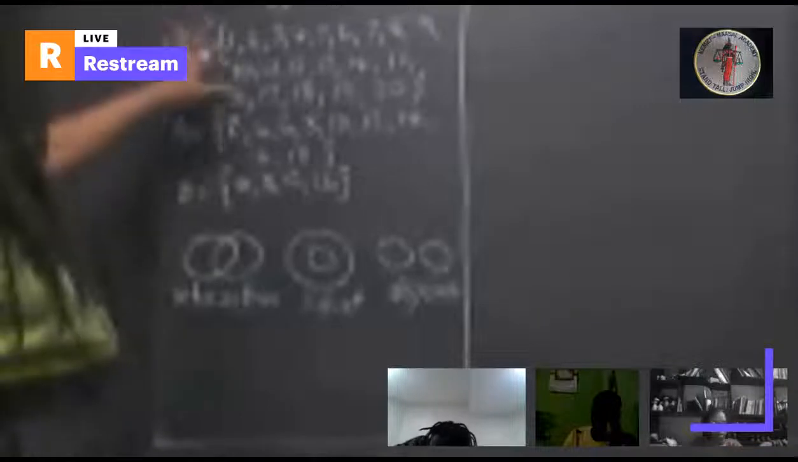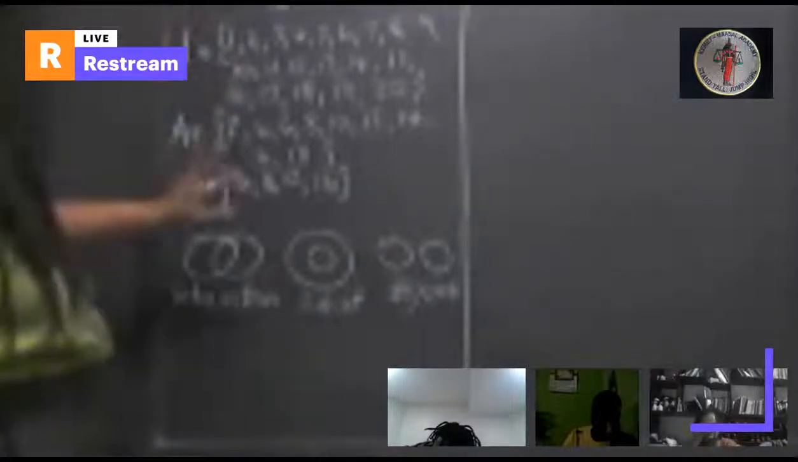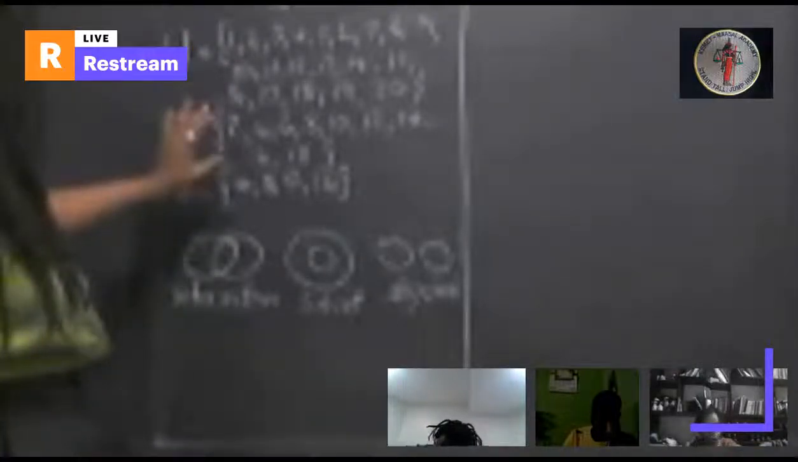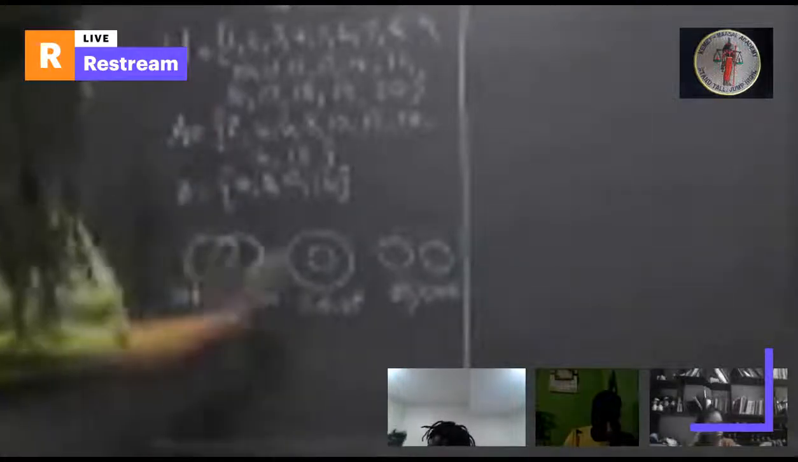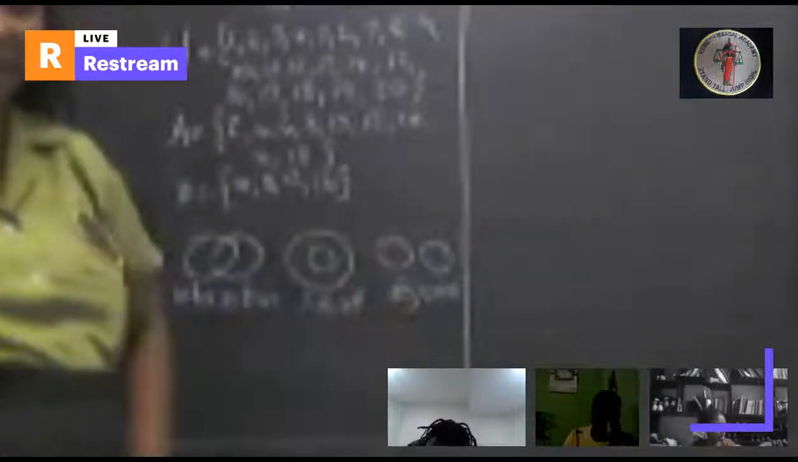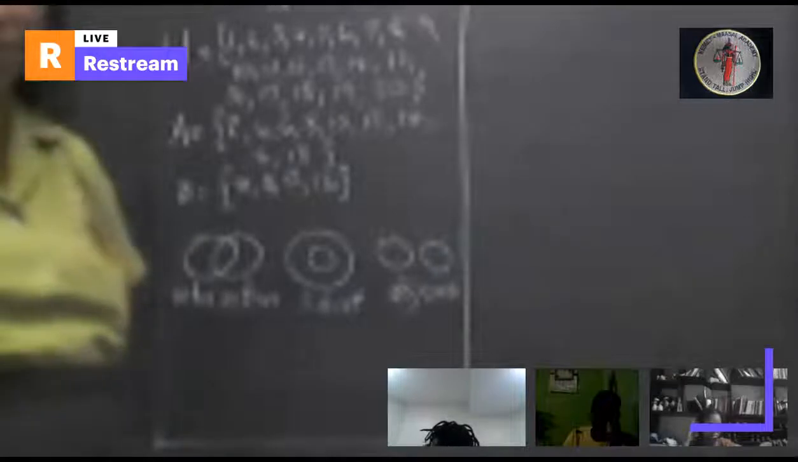Looking at the numbers that we're working with in the universal set, in set A, in set B, which one of these will represent our Venn diagram for these sets?